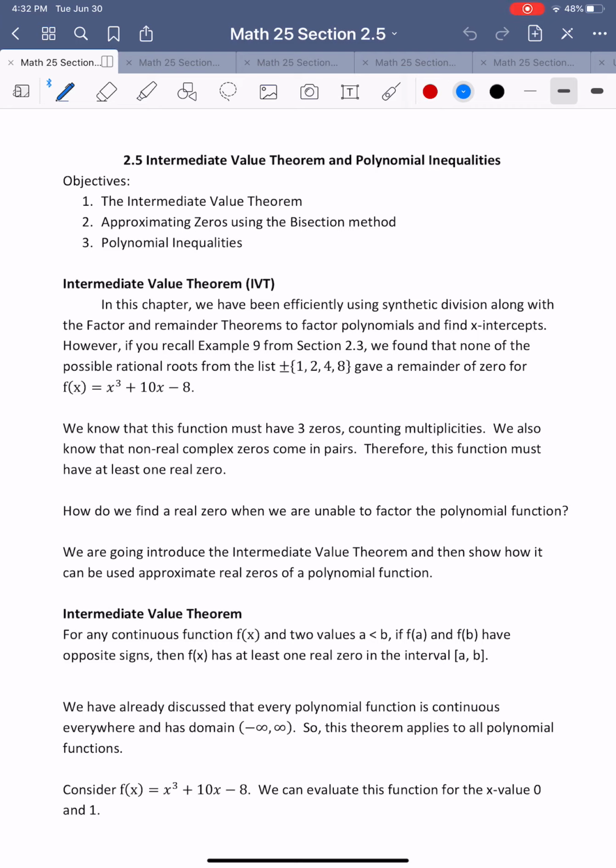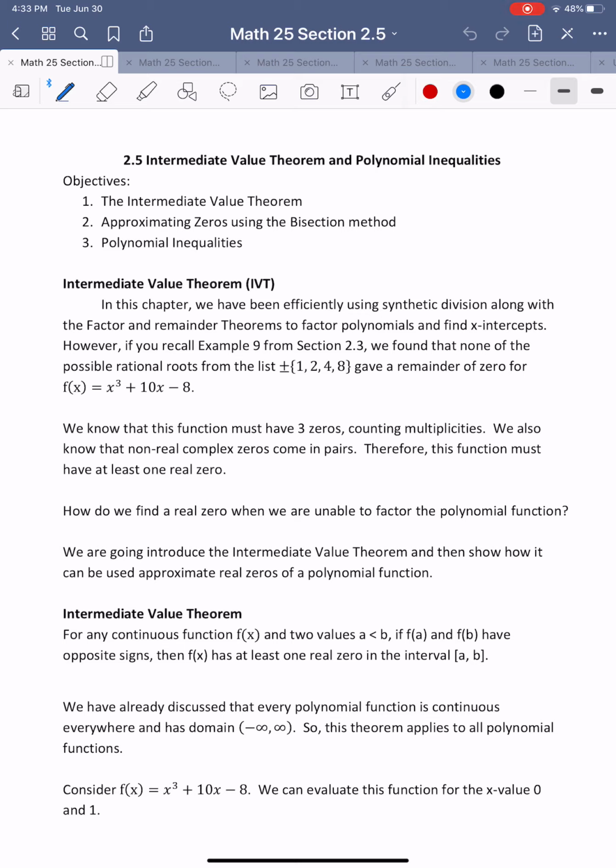In this chapter, we have been efficiently using synthetic division along with the factor and remainder theorems to factor polynomials and then find the x-intercepts. However, if you recall example 9 from section 2.3, we found that none of the possible rational zeros, from plus or minus 1 to 4, gave a remainder of zero for f of x equal to x cubed plus 10x minus 10. So your answer is not going to be a rational zero. It could be a real zero, but not a rational one, and it could also be complex zeros.